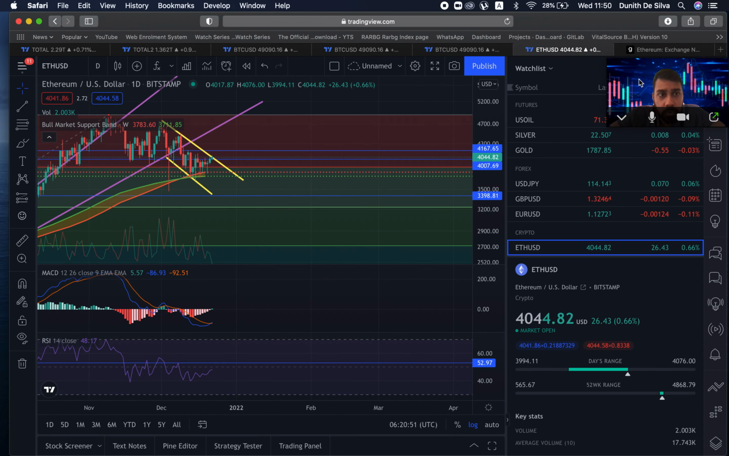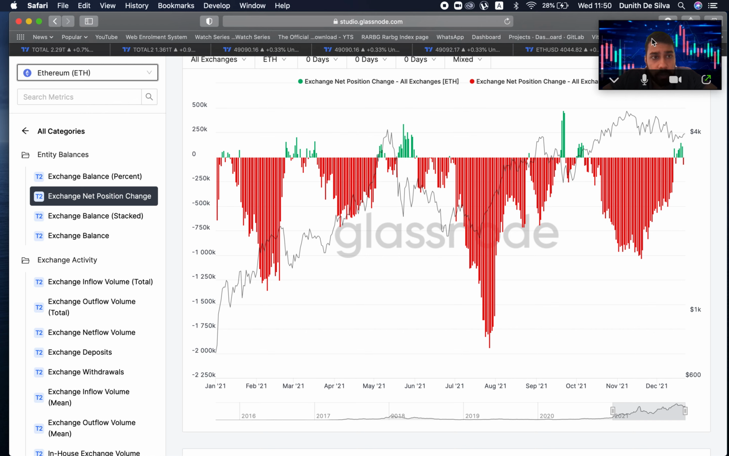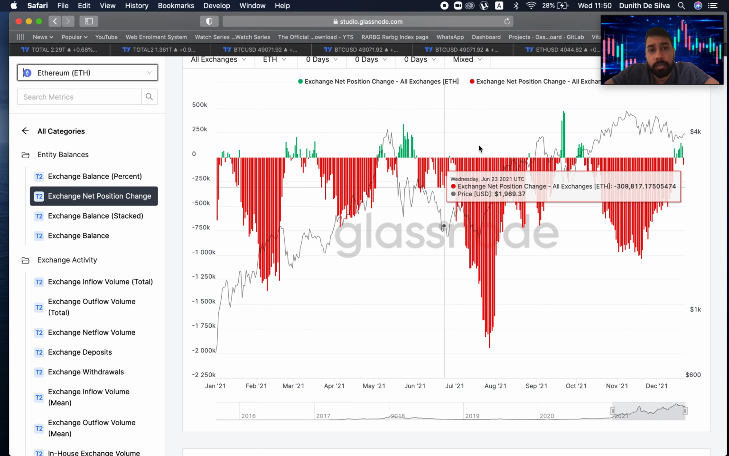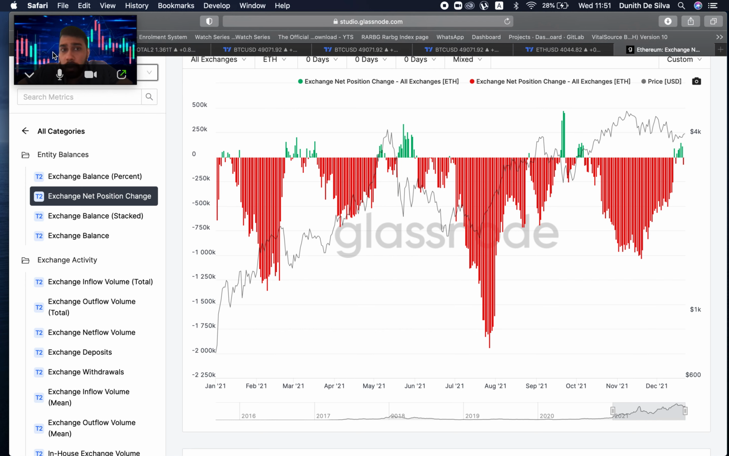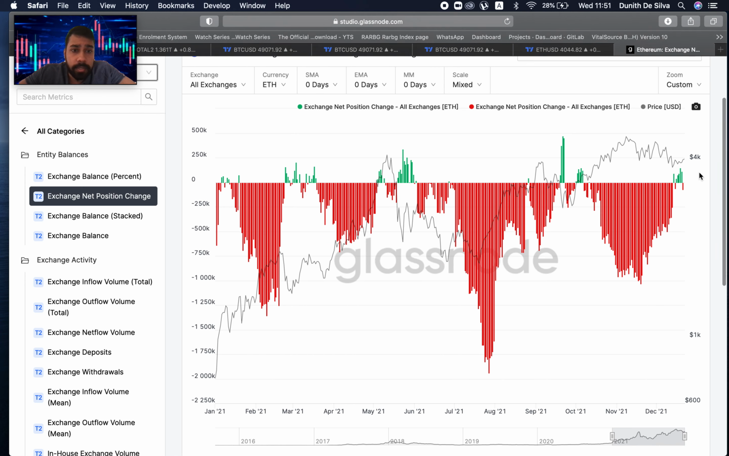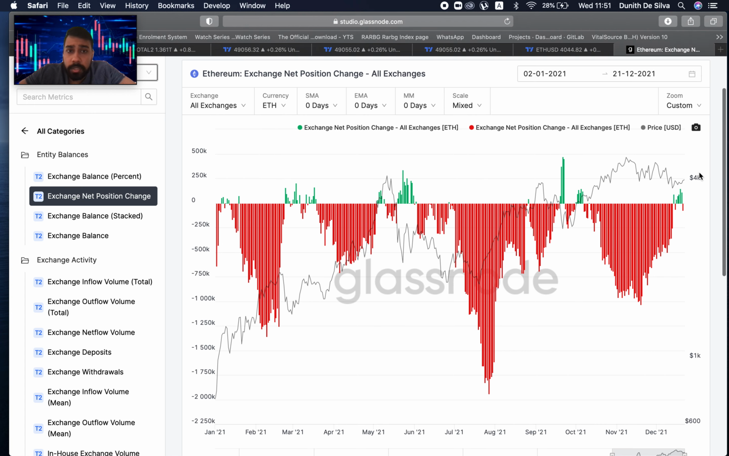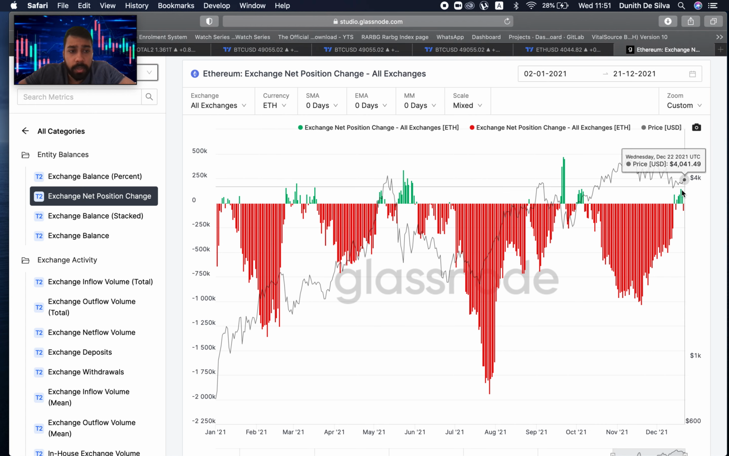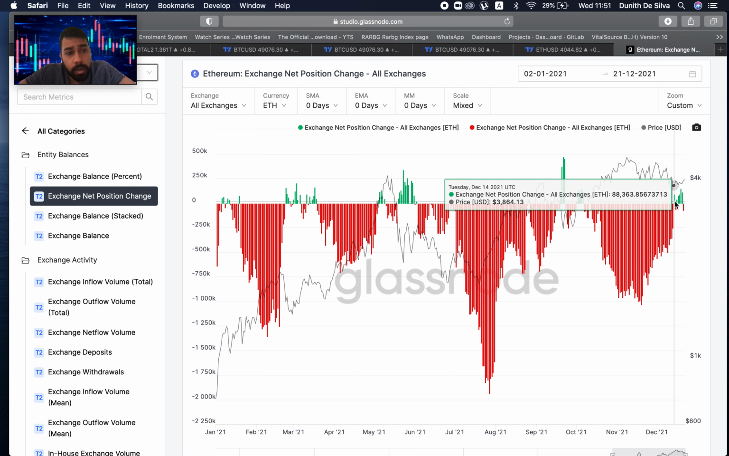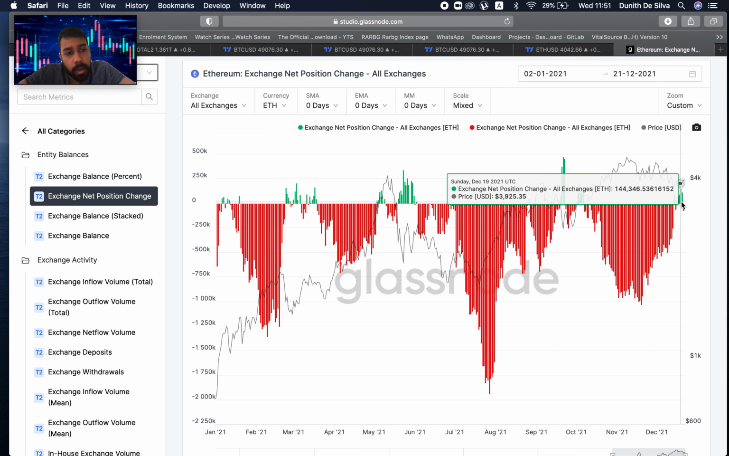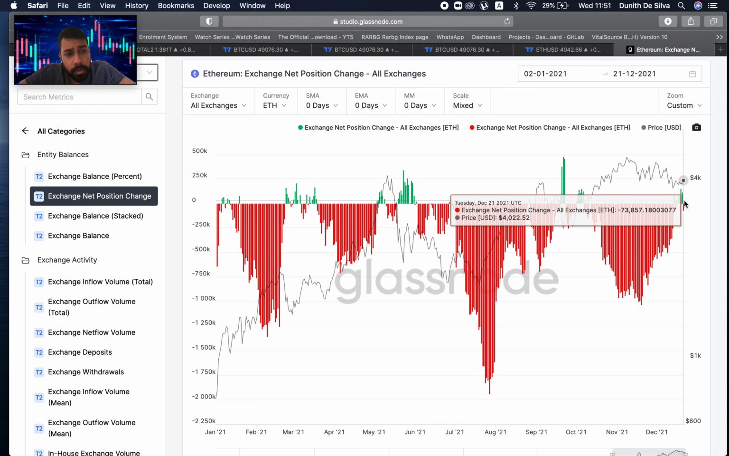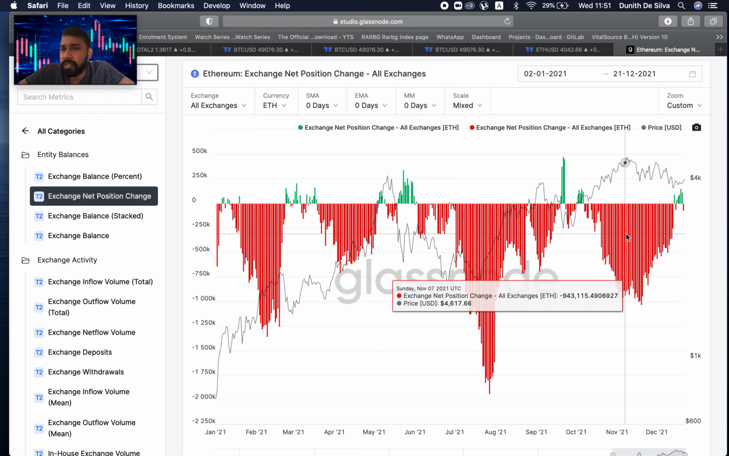So if we do go and look at this chart, this was what I was talking to you guys about, the on-chain analysis. This is the net exchange position change for Ethereum. As we can see, we did have people bringing Ethereum into exchanges to be sold, which was a bit worrying, and now we are back to, just a refresher, the red bars indicate people taking Ethereum off the exchanges, so buying and accumulating.